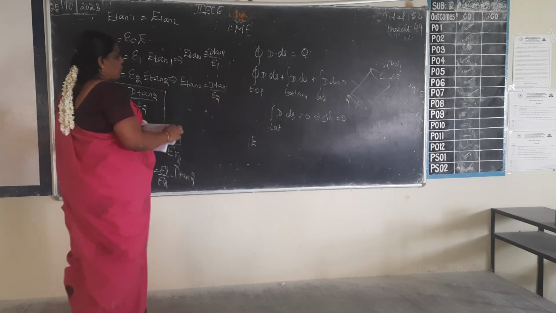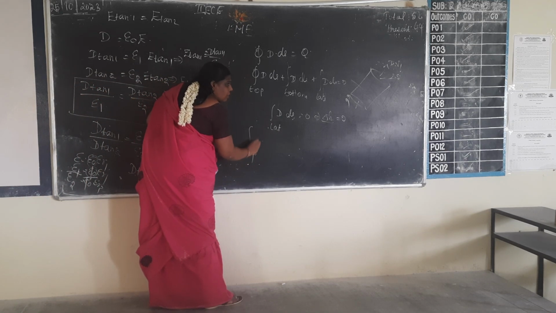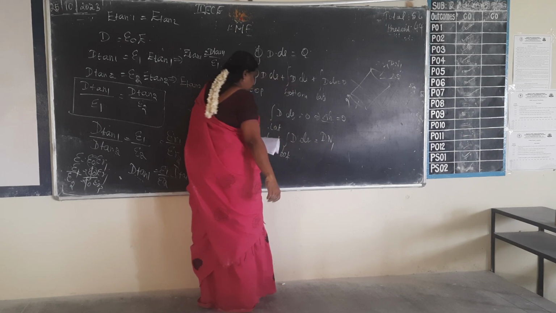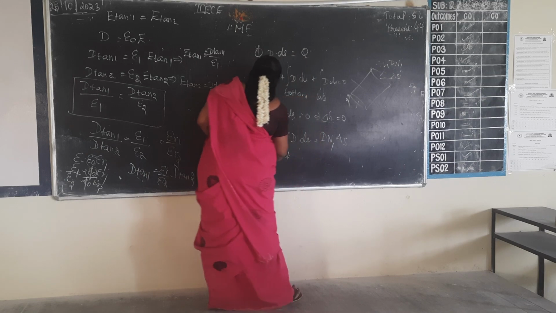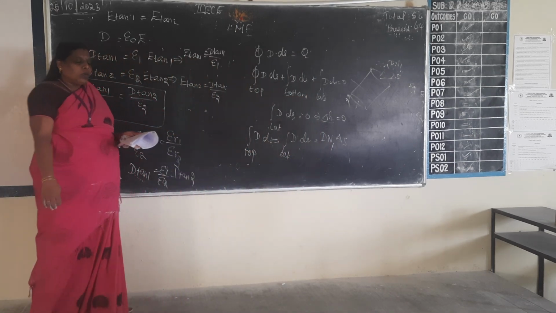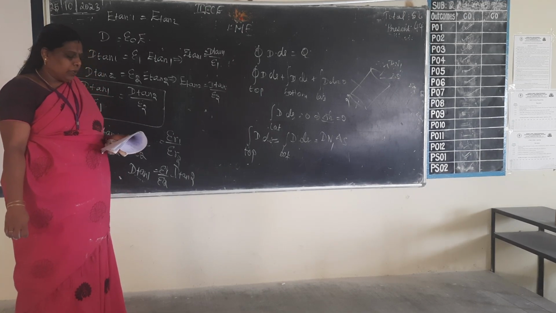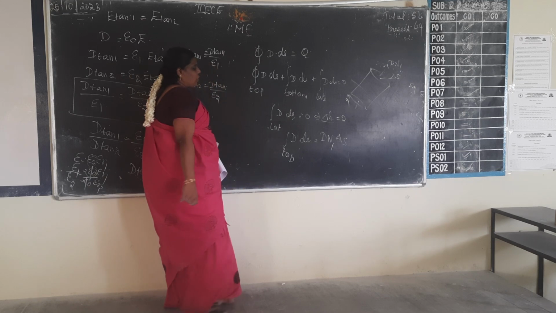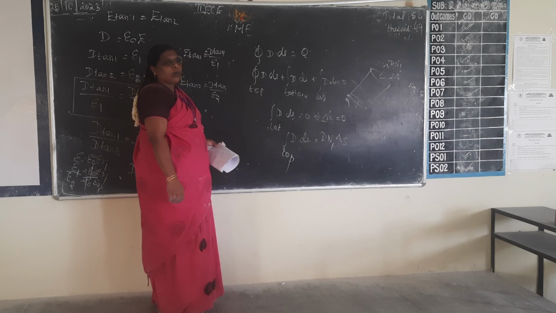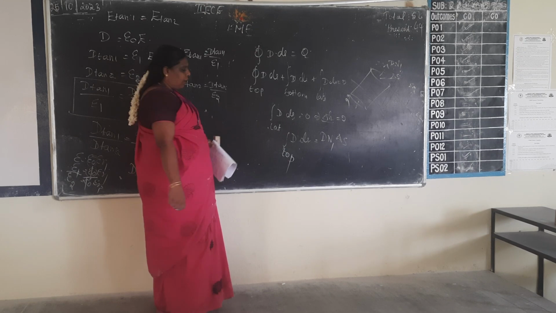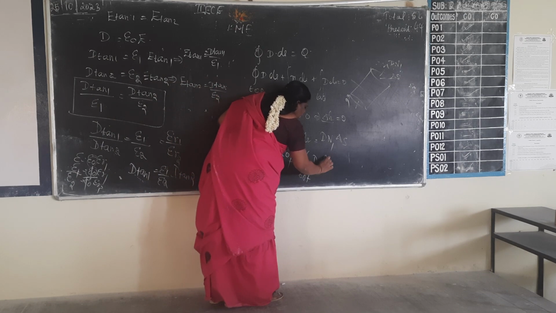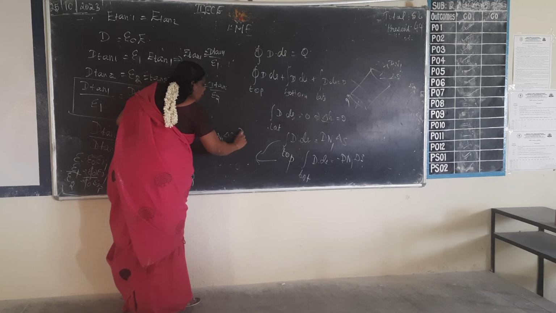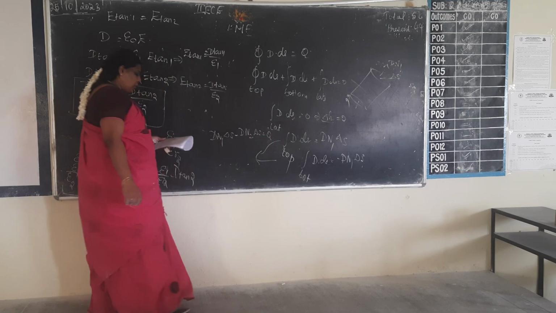So top surface plus bottom surface. Top surface D dot dS plus bottom surface D dot dS will be equal to Dn1 into del S. Top surface D dot dS is equal to Dn1 del S. Bottom surface will be minus Dn1 into del S. Integral of bottom D dot dS will be minus Dn2 into del S. So with this we have Dn1 into del S minus Dn2 into del S is equal to Q.